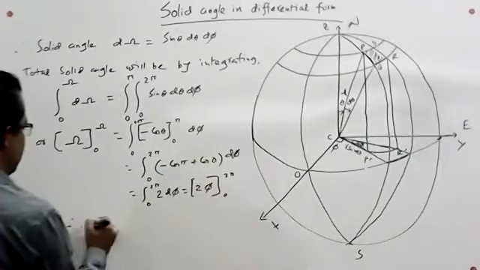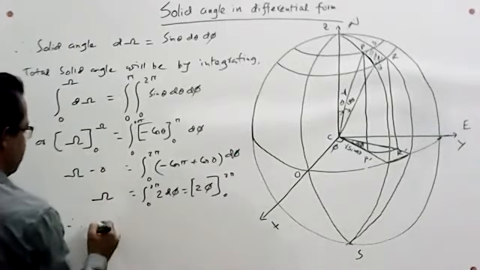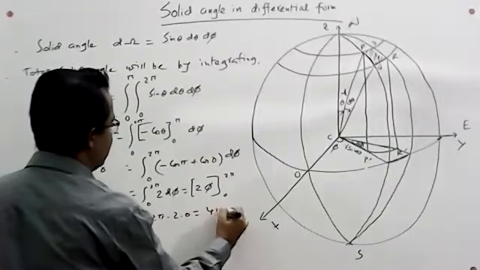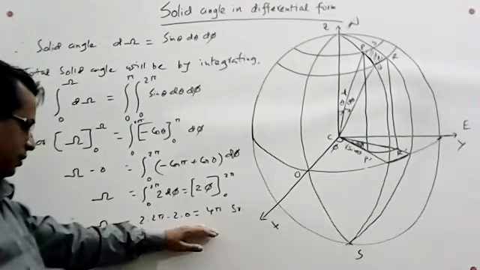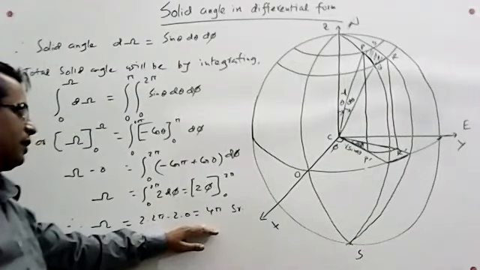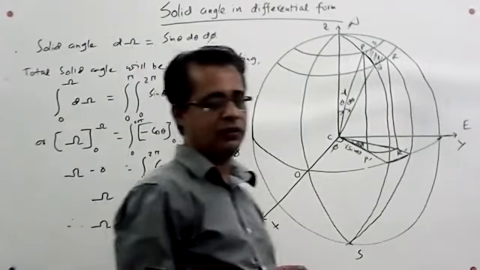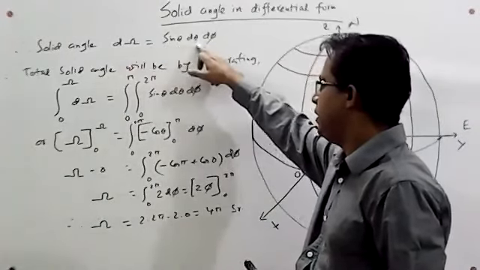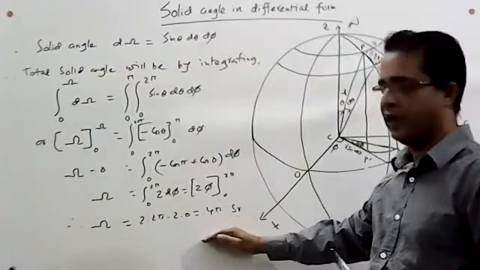So we have got the total solid angle omega equal to 2 into twice pi minus 2 into 0, that is 4 pi. So we have got the true result. We know that the total solid angle is 4 pi. So, dear students, here we have got another formula for calculating solid angle in differential form, which is d omega equal to sin theta d theta d phi. And from this relation, we have successfully got the total solid angle as 4 pi.